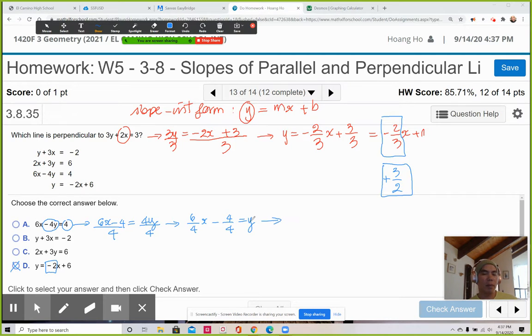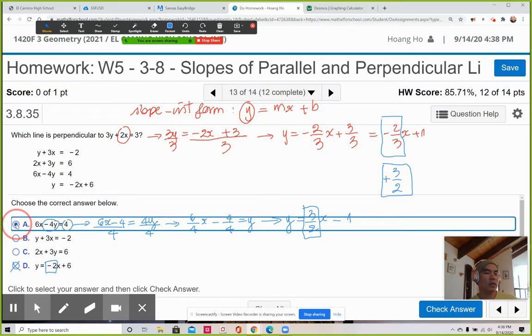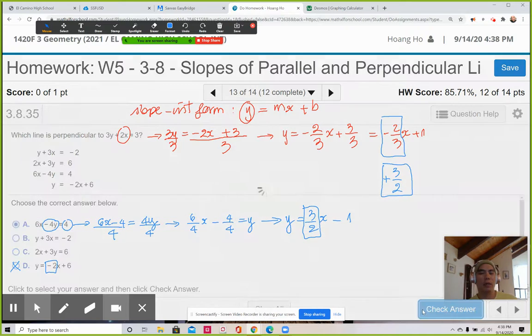Okay, I can swap both sides. When you swap both sides, everything stays the same. 6 over 4, that's 3 over 2. And then x. Negative 4 over 4, that's a negative 1. So as you see, that is a slope of 3 over 2, which is the opposite and reciprocal of negative 2 over 3. So option A should be the correct option. So this line and the given line up here, they are perpendicular.